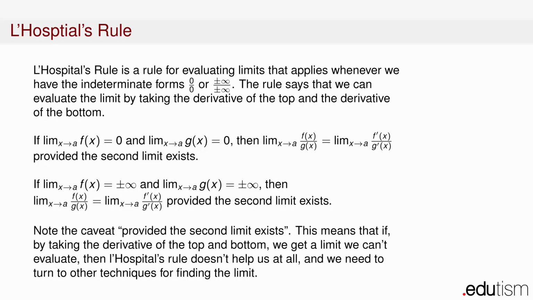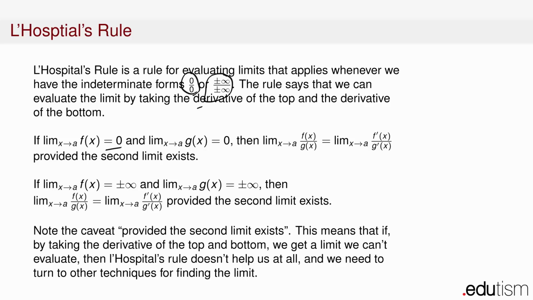L'Hopital's rule is a rule for evaluating limits that applies whenever we have the indeterminate forms 0 over 0 or plus or minus infinity over plus or minus infinity. The rule says that we can evaluate the limit by taking the derivative of the top and the derivative of the bottom.